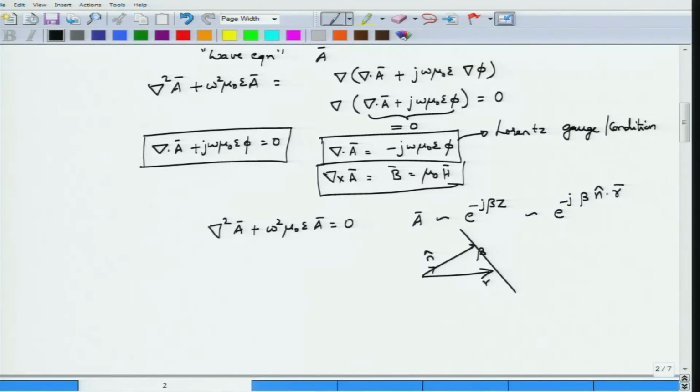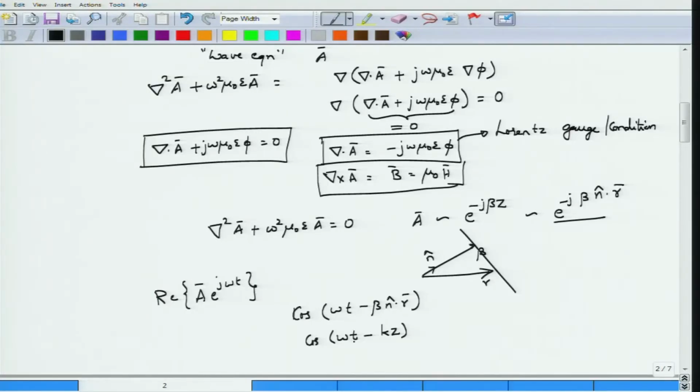This is not the only thing that happens. This is just the phasor part. What about the time part? So you go back to the time domain by multiplying this by e power j omega t and then taking the real part. For now just concentrate on omega t and beta n hat dot r. When you take the real part, you get cos of omega t minus beta n hat dot r. What you see here is that this is exactly equivalent to a traveling wave, omega t minus kz, like the uniform plane wave that we considered, waving along the z direction.